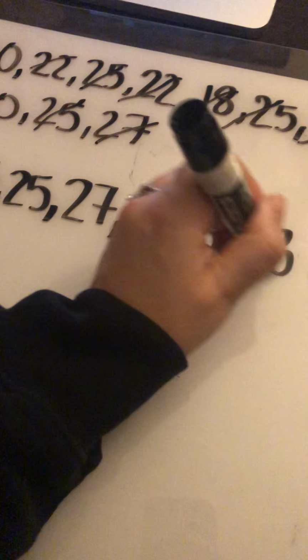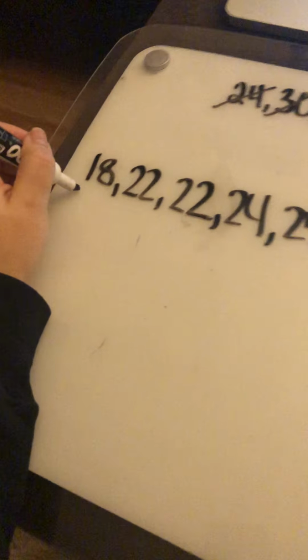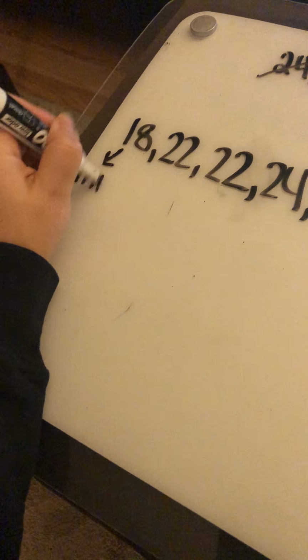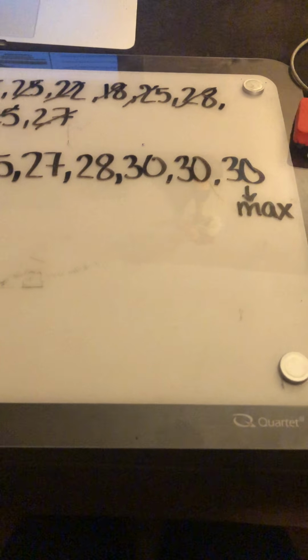All right, we're good. Okay, so here's my data. So the first thing you do is you say, okay, the smallest one is your minimum, and your highest one is your maximum. Then we have to find our median.